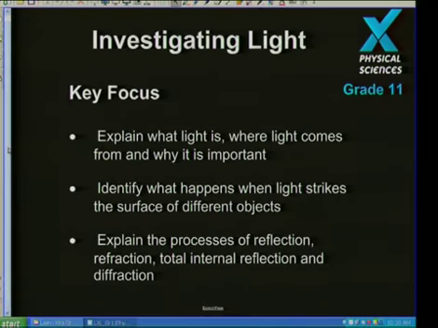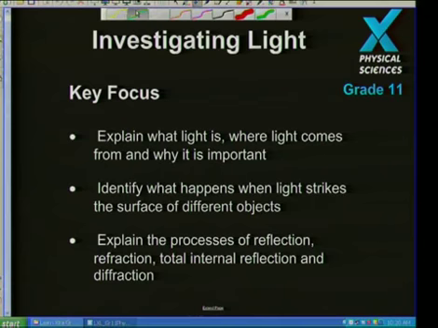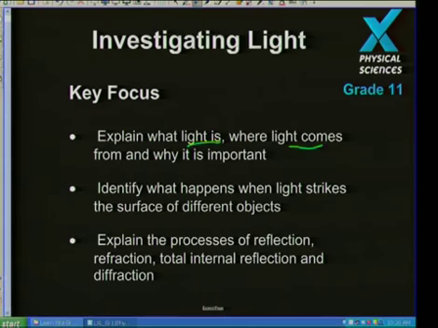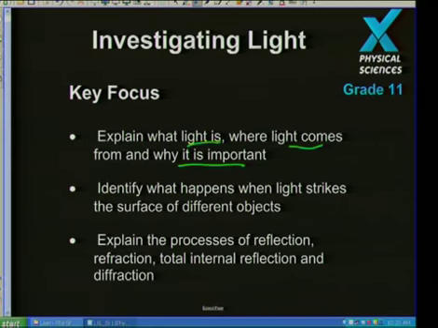key ideas. So in today's session we're going to start by explaining what light is, or try to, where does light come from, and why is it important for us to know? Well, this is an age-old question, something that you need to think about. Let's move on. We're also going to identify what happens when light strikes the surface of different objects. And out of that process, we're going to explain the processes of reflection, refraction, total internal reflection, and something called diffraction.